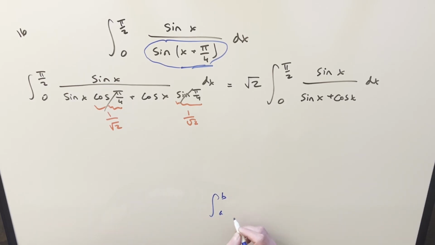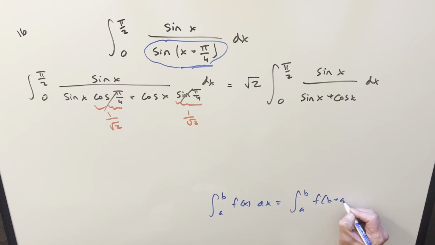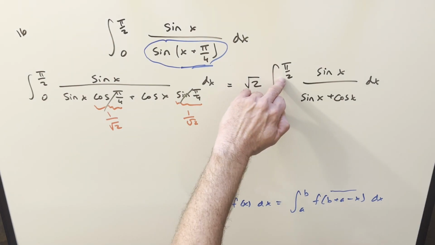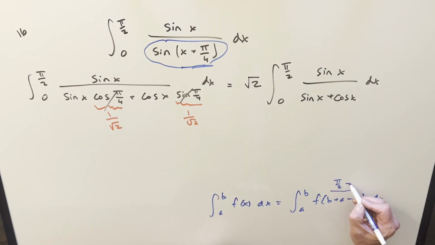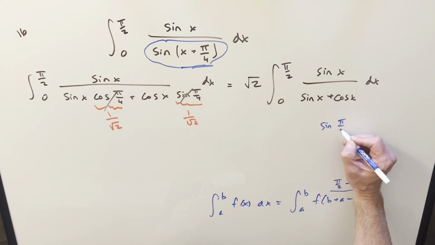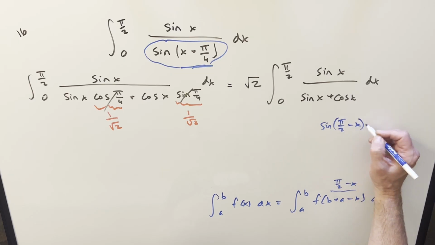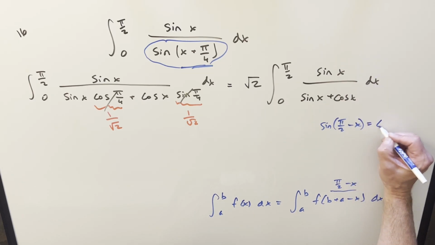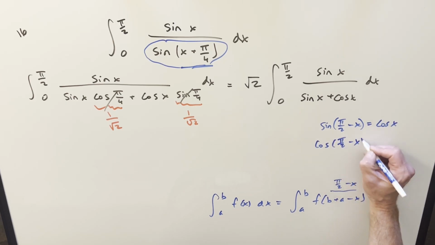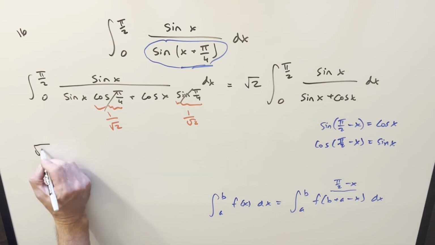So it tells us if we have an integral from a to b of f of x, we can rewrite this as f of (b plus a minus x). The reason I want to do this is because when we add the bounds together, we get pi over 2. So this becomes pi over 2 minus x. When we plug that in, we're going to have the complementary angle formula happening, because for sine of pi over 2 minus x, in the numerator this becomes cosine. And then when we do it for cosine, we just get back sine. So let's see what happens when we use the formula.